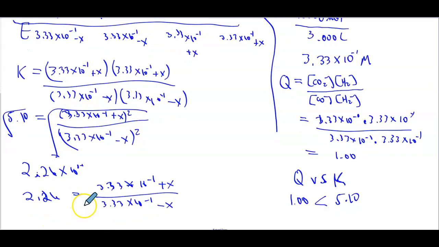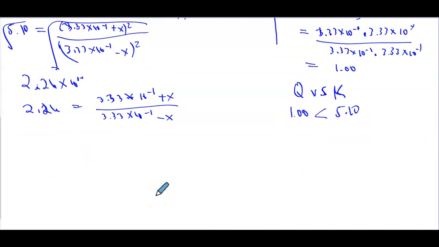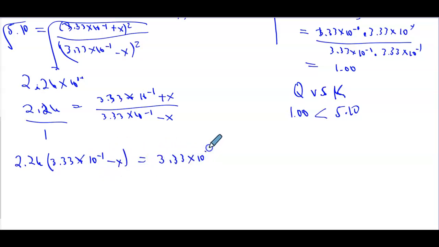So our next step then is to solve for x. To continue solving for x, we're going to then cross multiply. So I'm going to put this over 1. I'm going to cross multiply. So this is going to be 2.26 times 3.33 times 10 to the negative first minus x equals 1 times 3.33 times 10 to the minus 1 plus x. So I'm going to distribute this through.